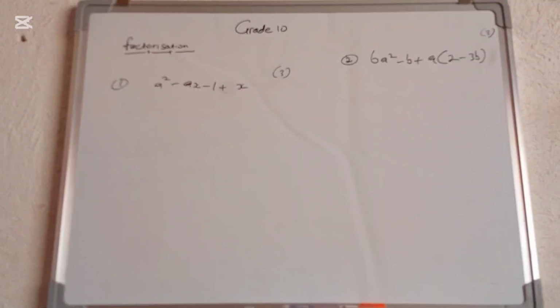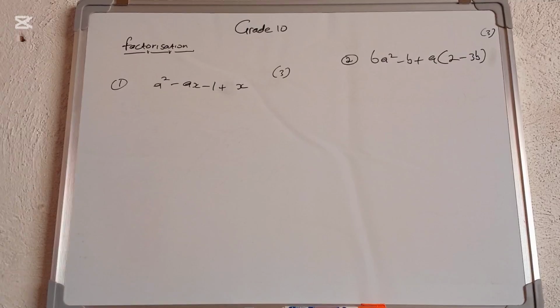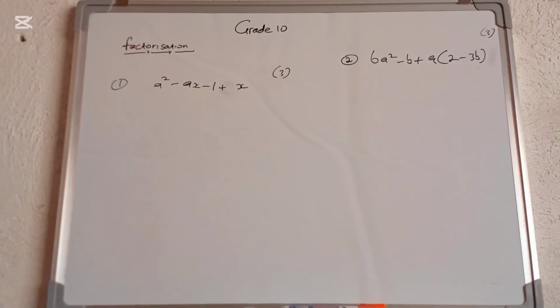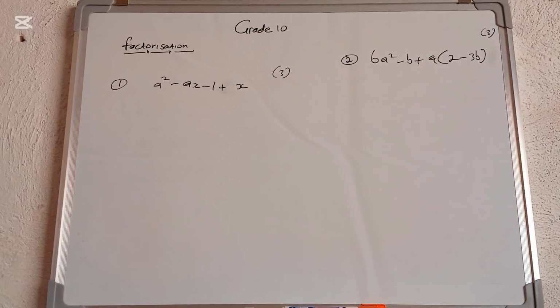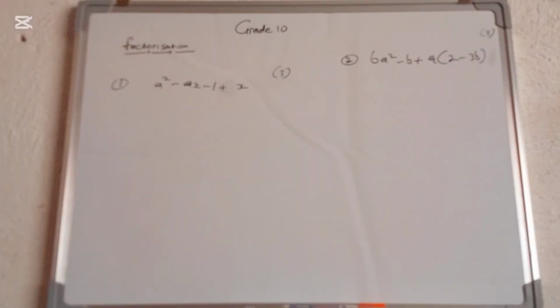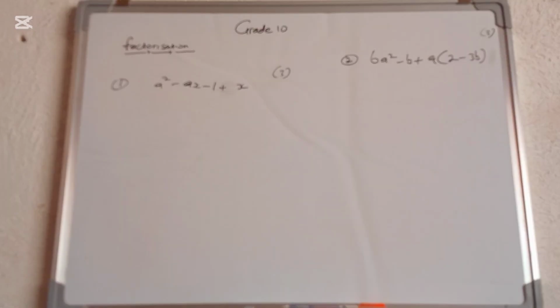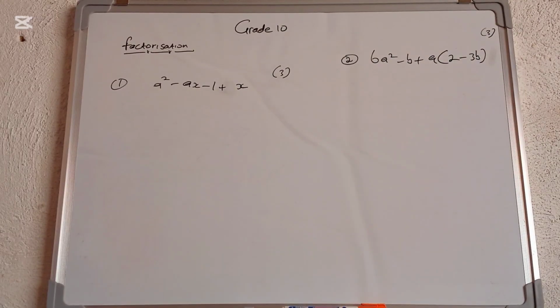So we are still on factorizations for grade 10. So let's get to the equations. We have two equations on the board. The first one says a squared minus ax minus 1 plus x. Then the second one says 6a squared minus b plus a open bracket 2 minus 3b close bracket. These two equations are kind of complex, but I'll try to make them simpler for you so that they do not become hard or different to those we have done before. They're the same, just kind of complex.